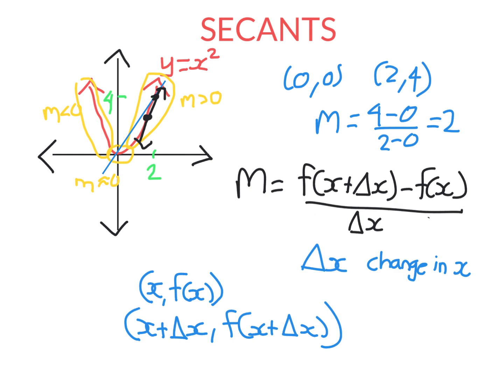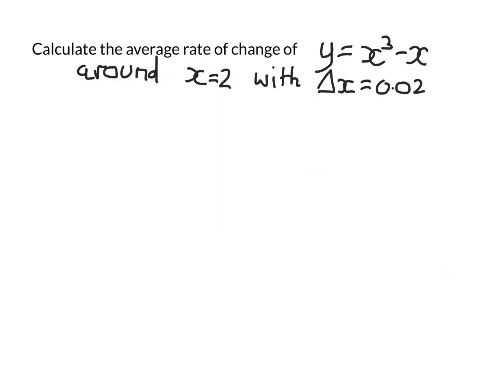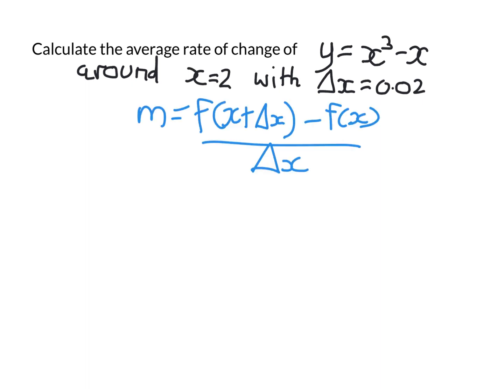All right, let's now look at another example. So we're going to calculate the average rate of change of this function around x equals 2 with delta x equals 0.02. It might sound complicated, but it's actually really easy. What we're doing is we are calculating the gradient of the secant that passes through x equals 2 on this function, but also where x equals 2.02.